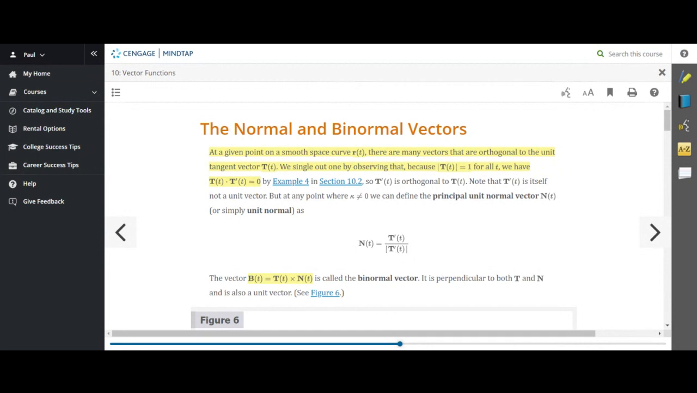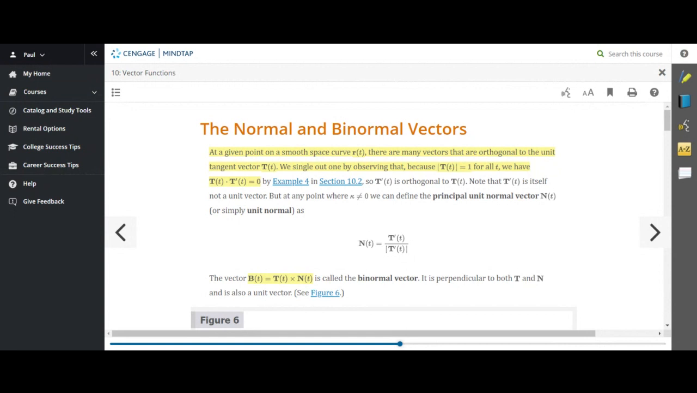If a vector has constant length, like the unit tangent vector T, which is defined as r prime of t divided by the length of r prime of t, that means the tangent vector has unit length. Whenever you have a vector function of unit length, it turns out that vector function will be orthogonal to its derivative.